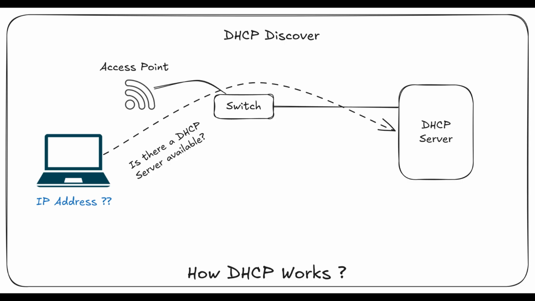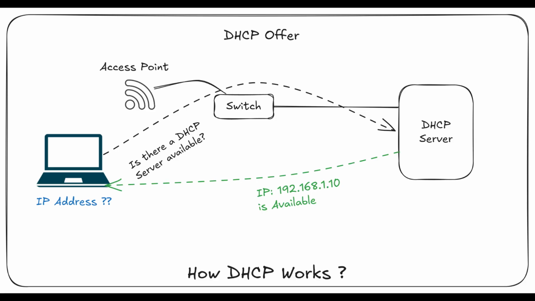When the DHCP server receives the request, it replies with a DHCP Offer message. This offer contains an available IP address that the laptop can use. In simple terms, the server is saying, "I have an IP address available. Would you like to use it?"